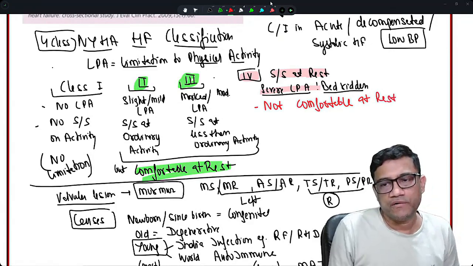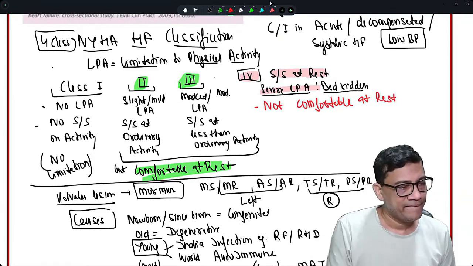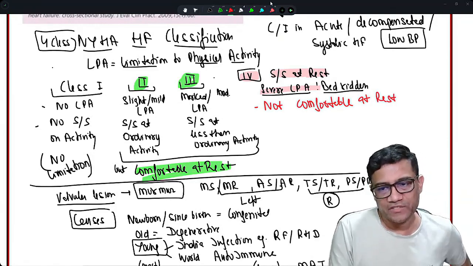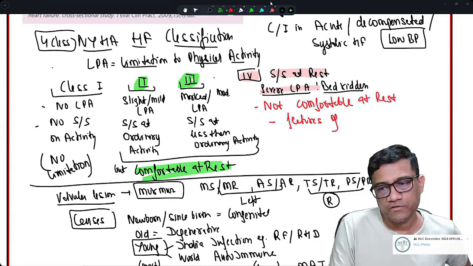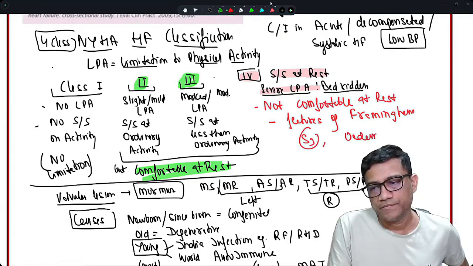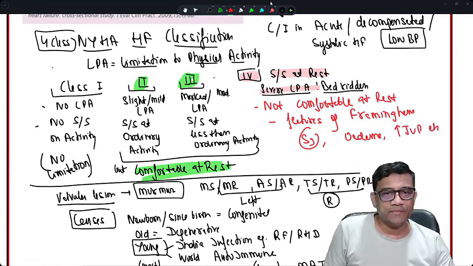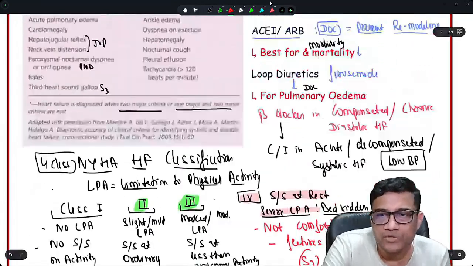So not comfortable at rest. Okay, very easy. And yes, you can see signs, symptoms, and features of heart failure. Features of Framingham can be seen, like S3, edema, increased JVP, etc. So all these can be seen in what? 4. So 4 means yes. Now next question, what is the treatment?